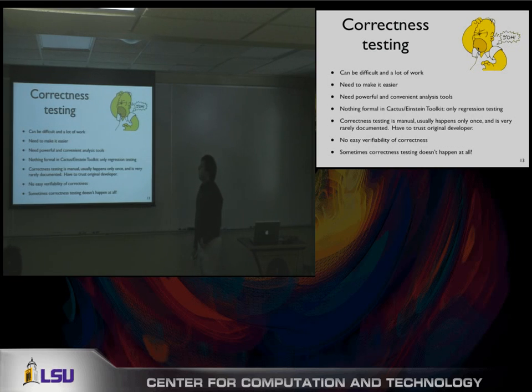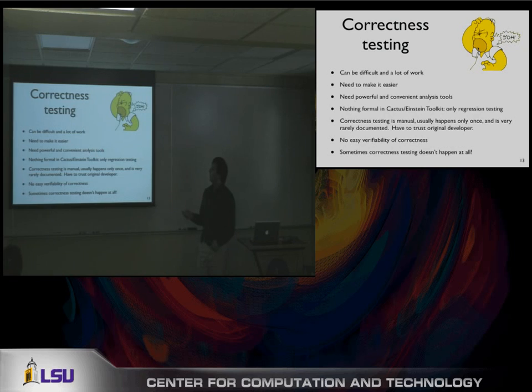So I would say that writing scientific software, the correctness testing is difficult and it is a lot of work. Unfortunately, we can't really get away from it. What we need to do is find a way to make it easier, and we need powerful and convenient analysis tools in order to do this.